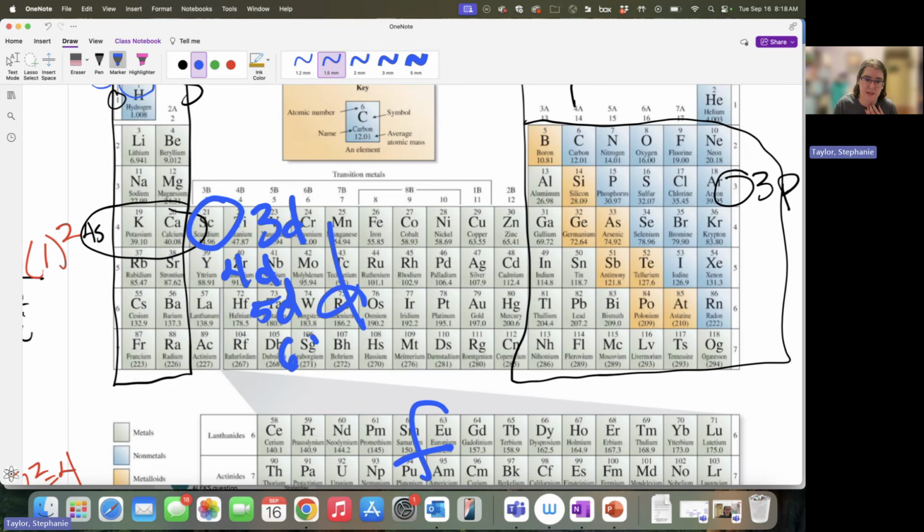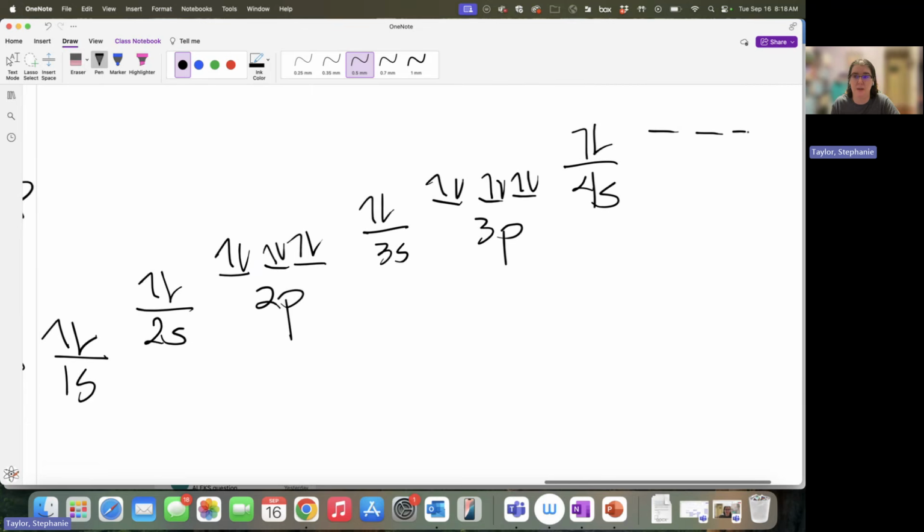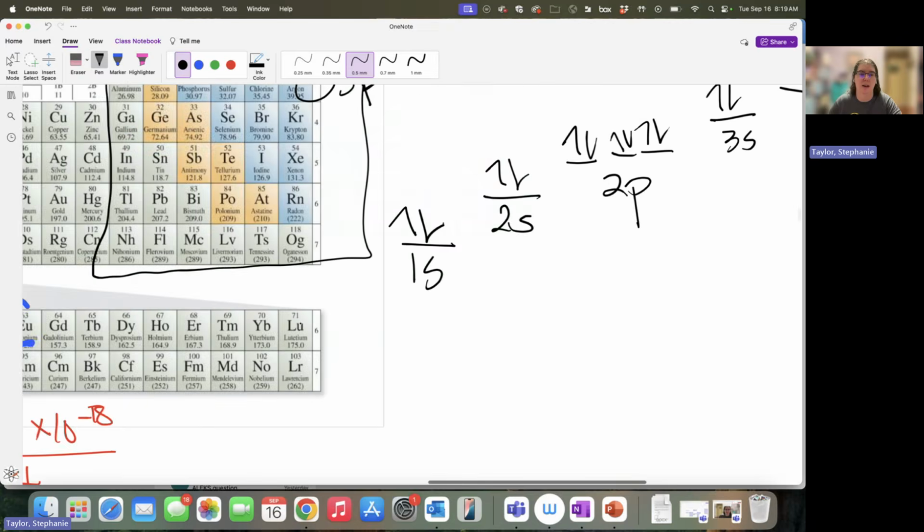This down here is the 6D. This down here is the 4F. So after 3P, I'd go to 4S, and then I'd go to 3D. I only get to 3D after the 4S as we fill in electrons. So that is something to keep in mind, is how those work.